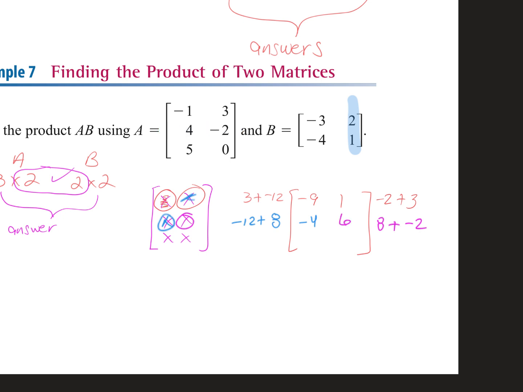Just takes a little bit of time. Once you guys get the hang of it, you'll fly through this. All right, we found 4 of them already. Now I'm going to come here. I'm going to find this one. What row, what column is that?